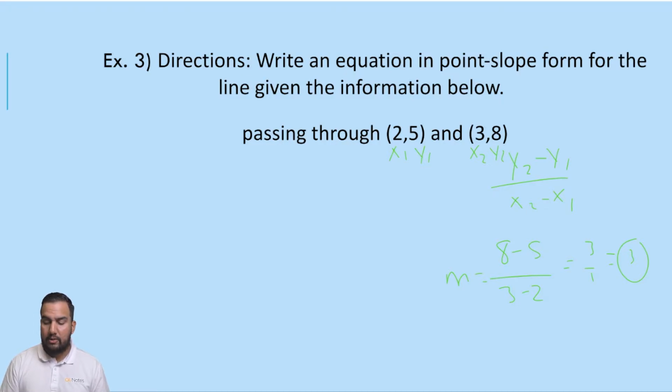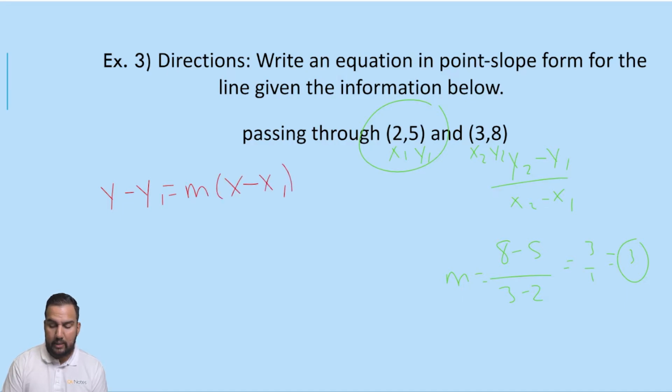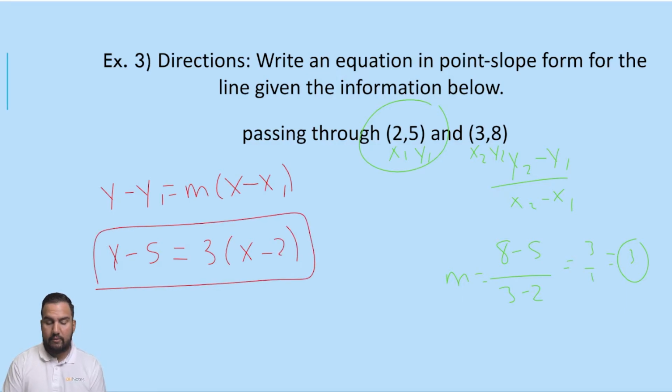So what's going to happen now is what's our setup going to be? I'm going to use this point for my formula. Don't forget the formula. It's y minus y1 is equal to m times x minus x1. So I'm going to go ahead and plug in x1 and y1. So it's going to be y minus 5 is equal to my m, which is 3, and then x minus 2. And that's it. I'm done. I don't have to simplify it. I don't have to change it because I already have it.